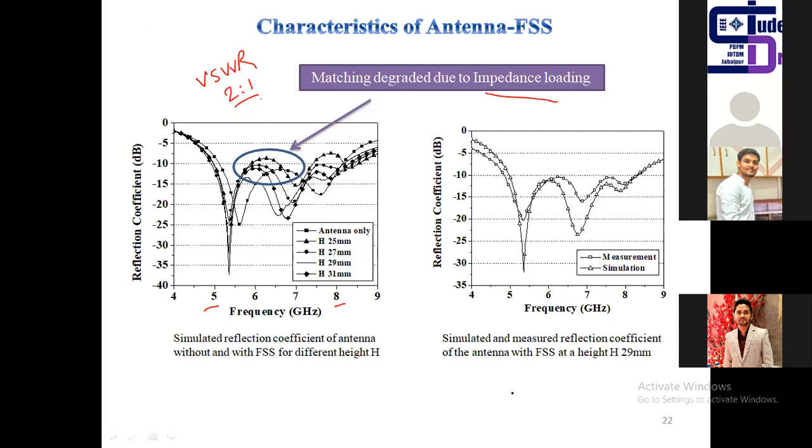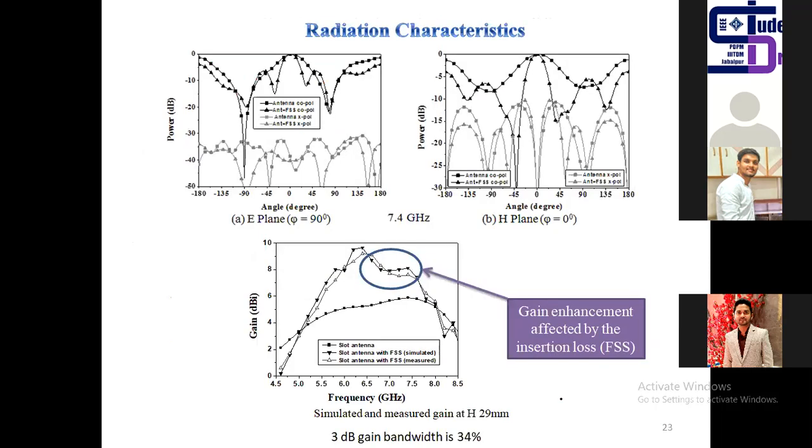And we have considered the result where the impedance matching is not much affected, and that one we have simulated, fabricated and measured. These are the radiation patterns you can see. These are probably in your EMI band antenna lab, you can measure different antenna radiation patterns. So similarly, you can measure the radiation pattern for this antenna.